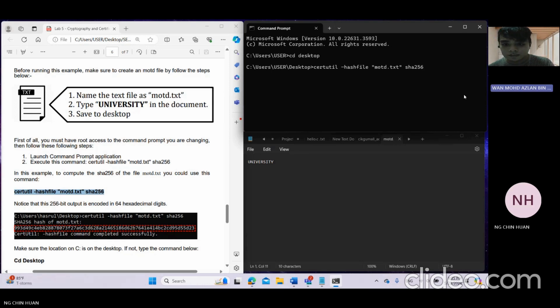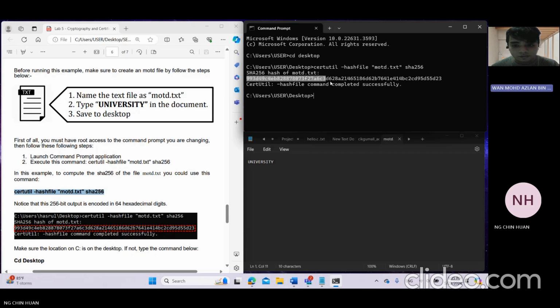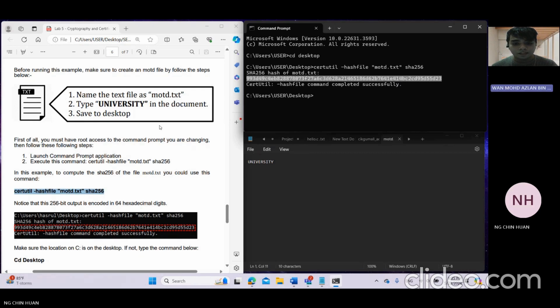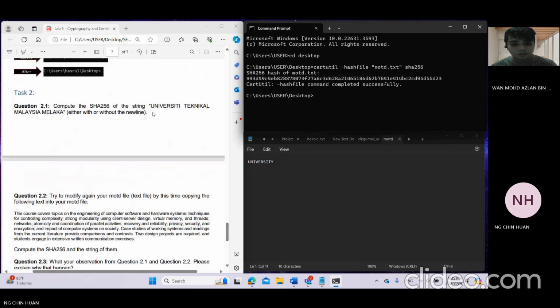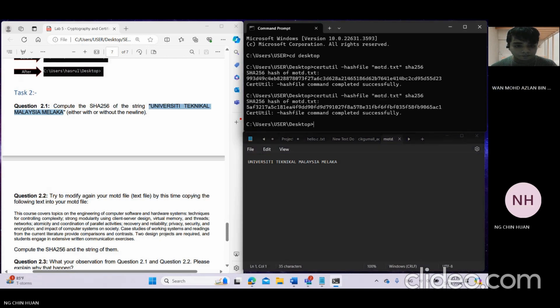Certutil is used to manage certificates and keys. We specify the algorithm that we want to use, which is SHA256. As we can see here, a 64 hexadecimal digit output is generated. For 2.1, we will copy University Technical Malaysia Melaka into our file, and then encode the file again using the command prompt. As you can see here, a 256-bit output is generated.